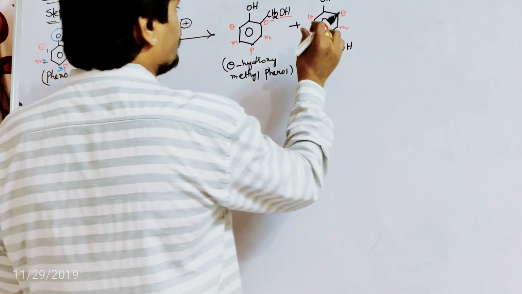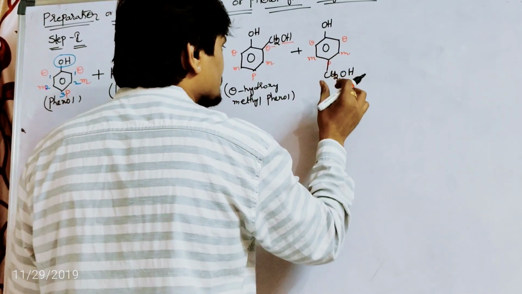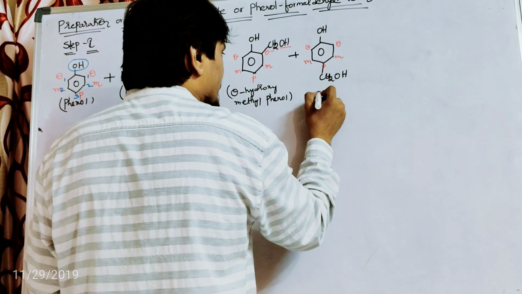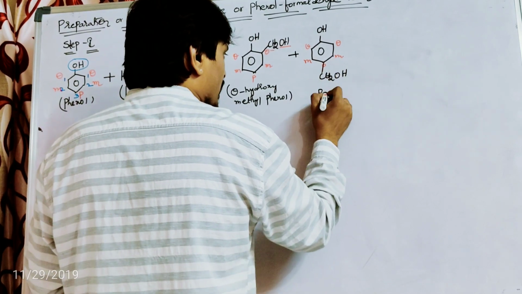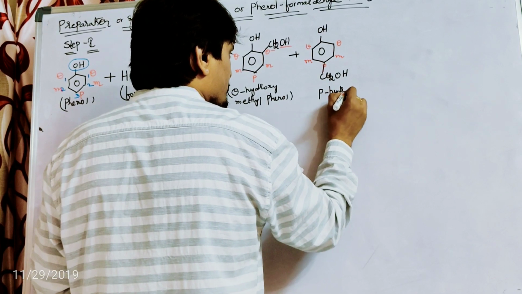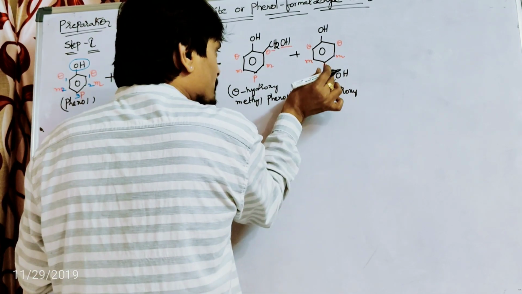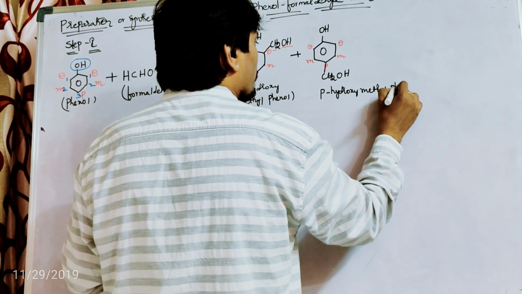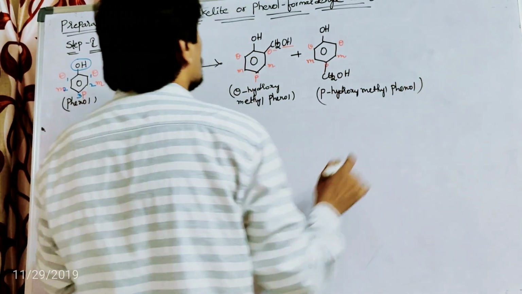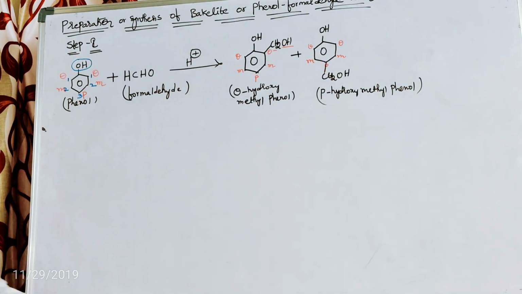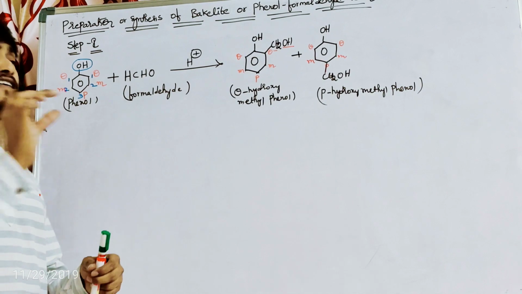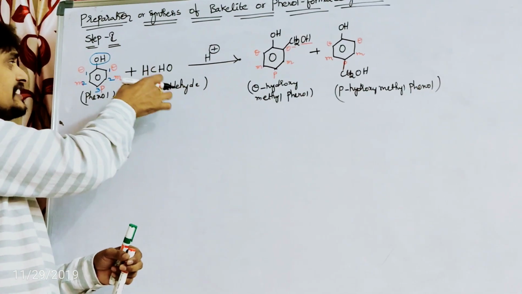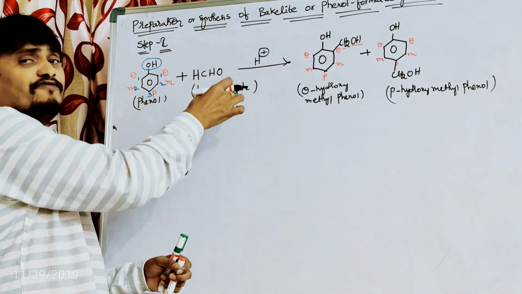Now coming to the name of this, another product which is obtained has the hydroxyl group at the para position. Since it is at the para position, it is para. At para position, what is that, students? Hydroxy. Para hydroxy methyl phenol. So this is your first step, students. The first step involves the reaction between the phenol and formaldehyde, and this reaction is facilitated by an acid.